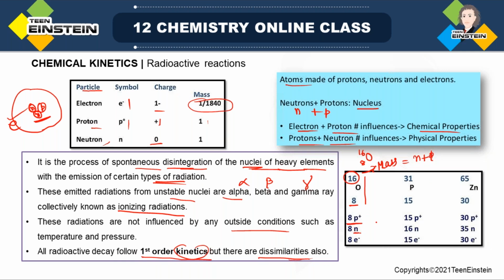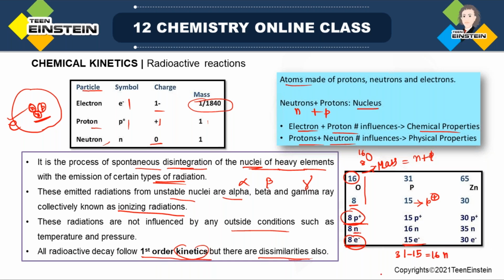And remember, always the number of protons and electrons are the same, because ultimately the charge should be balanced, because the atom is neutral. So if there are 8 protons, there must be 8 electrons. Similarly next is 31 phosphorus 15. So this is the number of protons, obviously the number of electrons is also 15. And how will we get the number of neutrons? It is 31 minus 15.